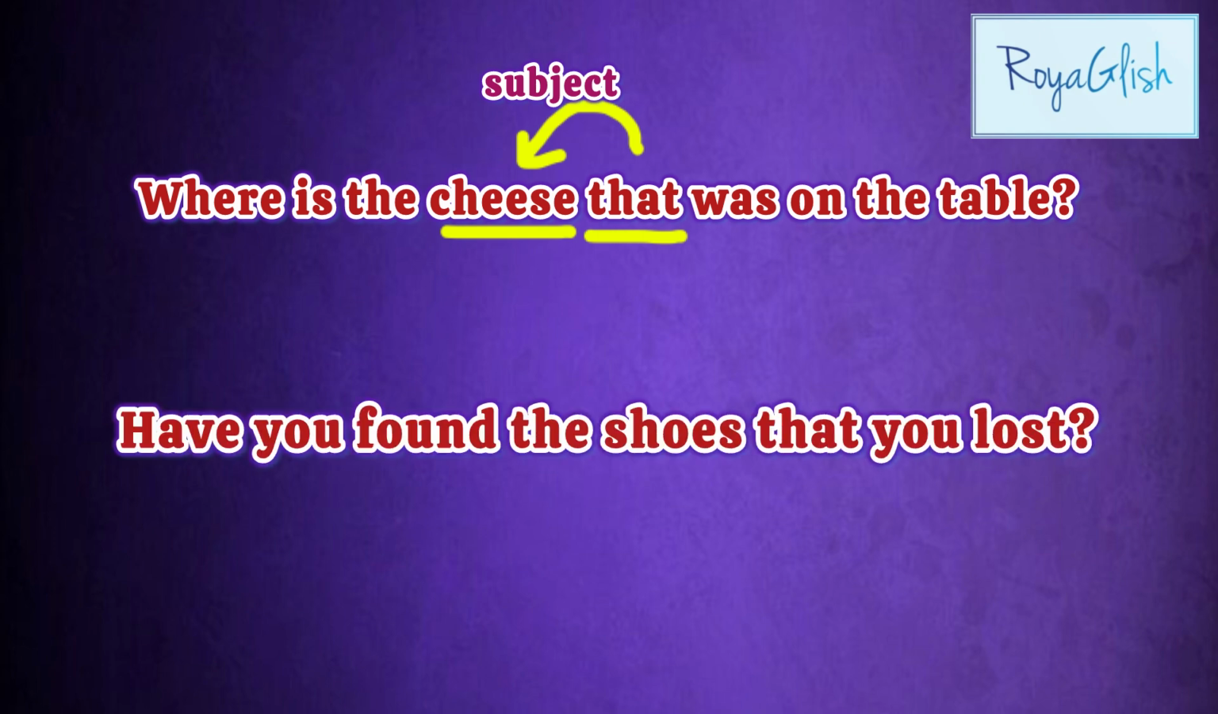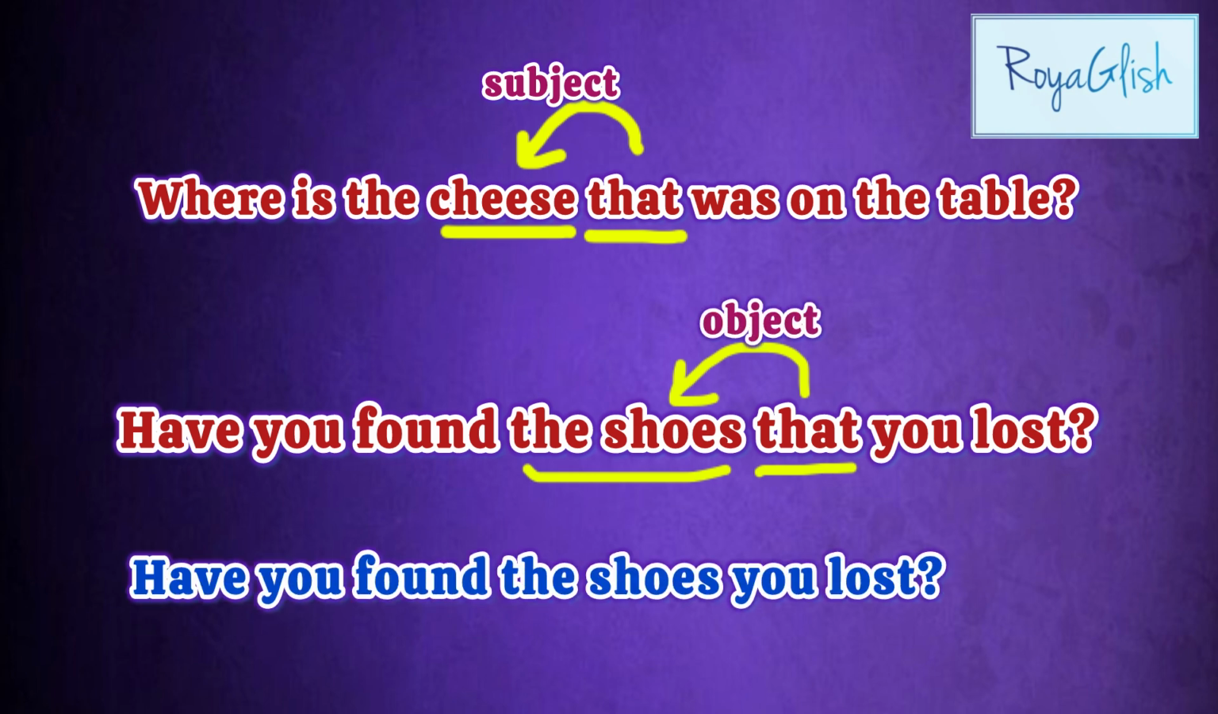Other examples. Where is the cheese that was on the table? Here we use that because it's referring to the subject. But in this example, have you found the shoes that you lost? We can omit that because it's referring to the object. Have you found the shoes you lost?